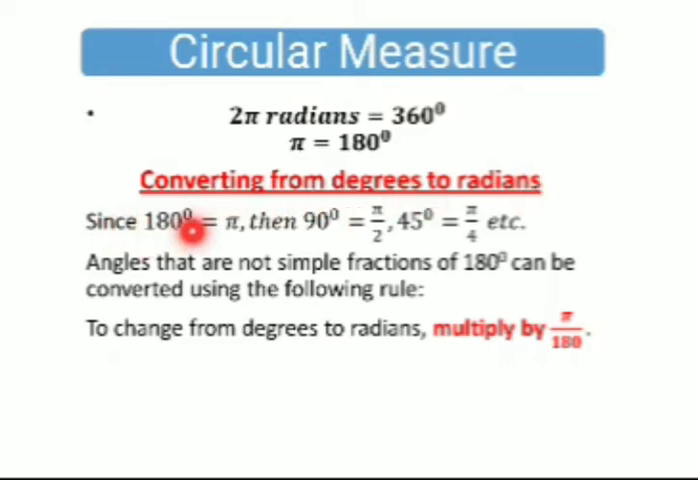Now let's start with converting from degrees to radians. Since 180 degrees is equal to pi, then 90 degrees is equal to pi over 2. If you divide both sides by 2, 180 divided by 2 is 90, and pi divided by 2 is pi over 2. If you divide this by 4, you get pi over 4, and 180 degrees divided by 4 is equal to 45 degrees. Now, angles that are not simple fractions of 180 degrees can be converted using the following rule. The rule is simply multiply by pi over 180.